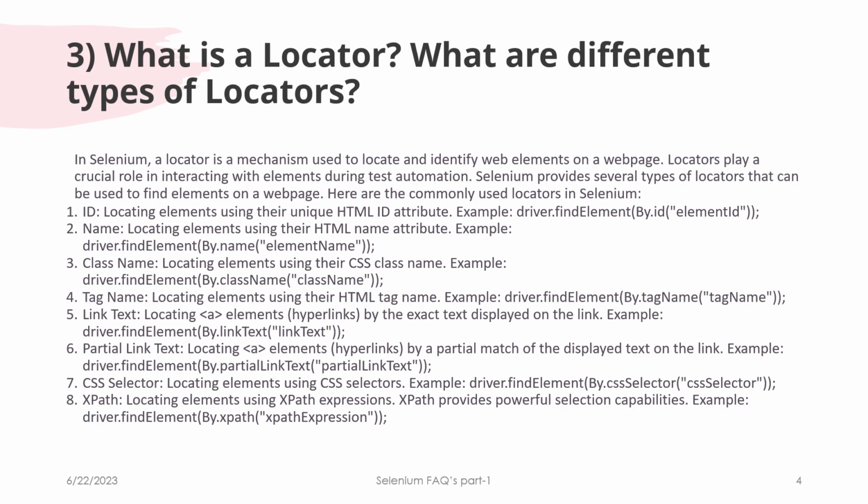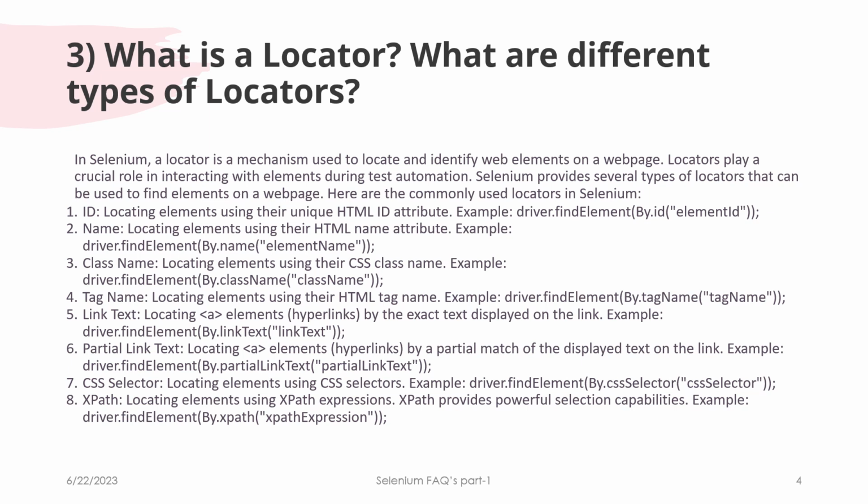The third question is, what is a locator and what are the different types of locators? In Selenium, a locator is a mechanism used to locate and identify web elements on a web page. Locators play a crucial role in interacting with elements during test automation. So it is used to find elements on a web page. These are the different locators in Selenium: ID, name, class name, tag name, link text, partial link text, CSS selector, XPath.